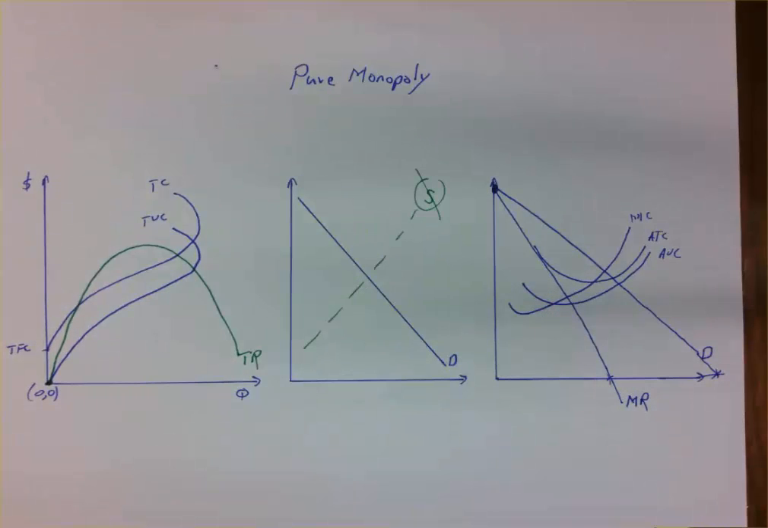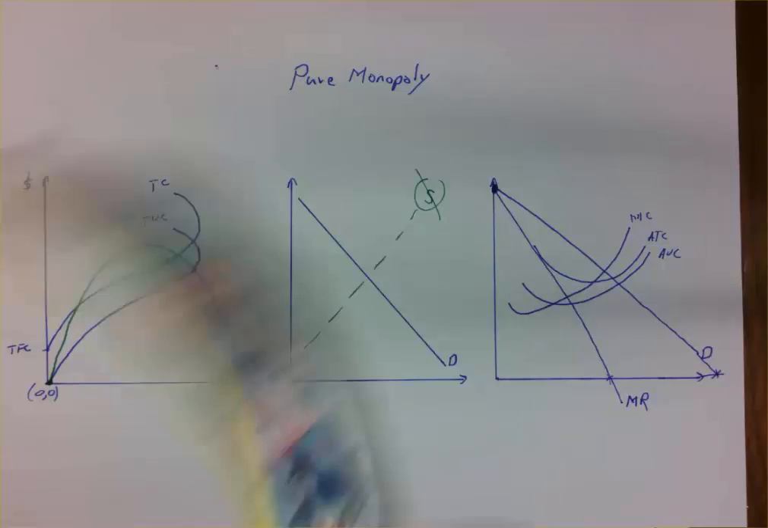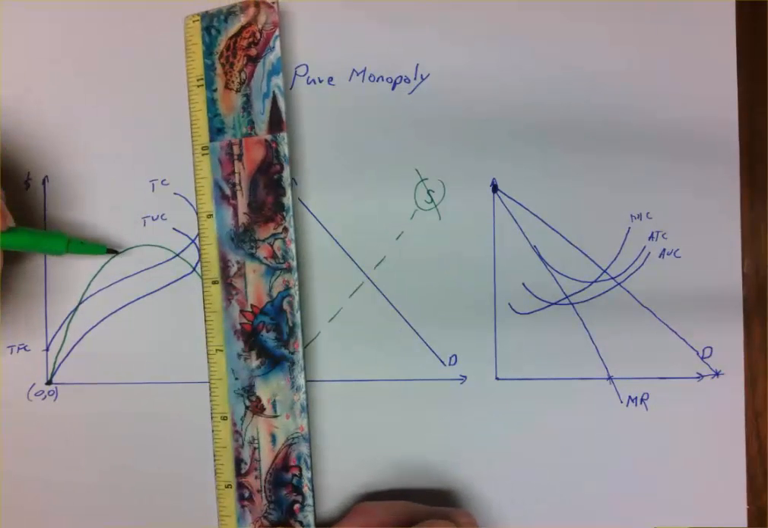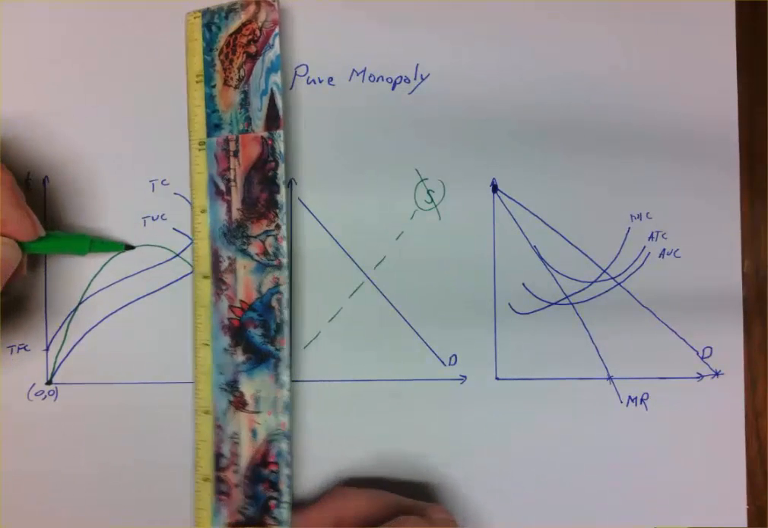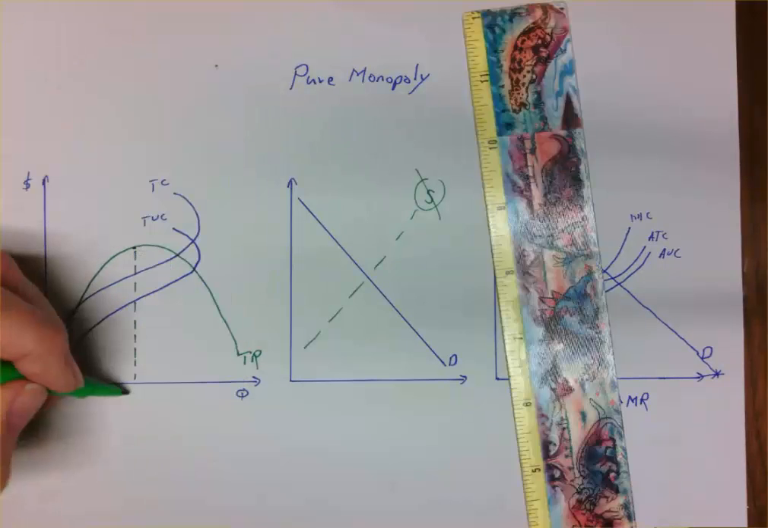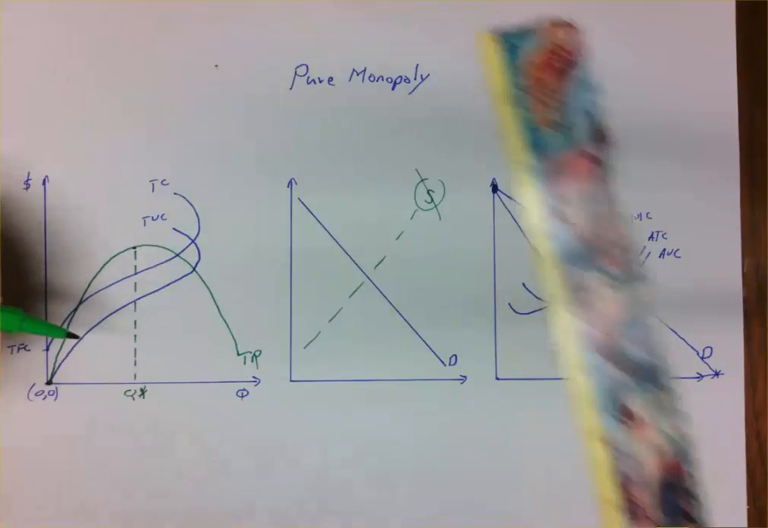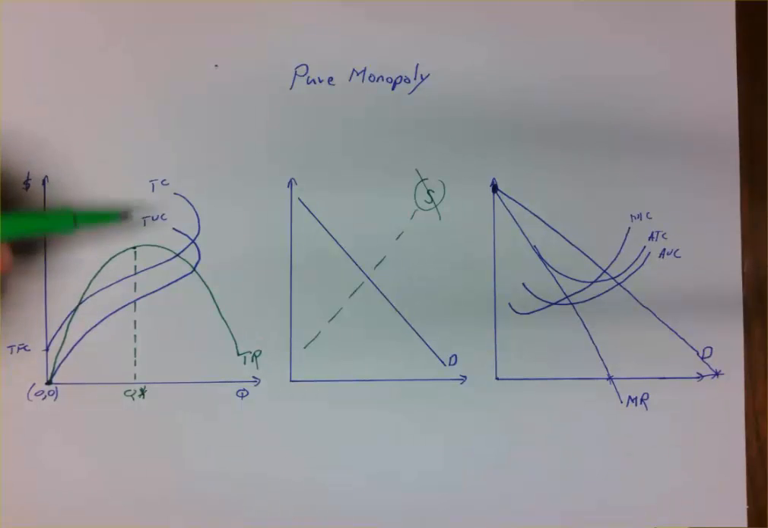Now, how do we find Q star? Well, in the total revenue graph, it's really easy to see. You're just searching for the greatest vertical distance between total revenue and total cost, and I think it's right about here. It's kind of hard to see Q star. One thing you have to watch out for is a lot of times students will think it's at the tip top of the total revenue function, and no, it isn't there. It's always to the left of there.